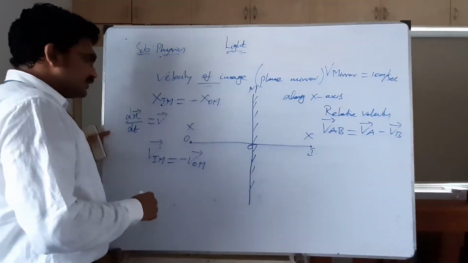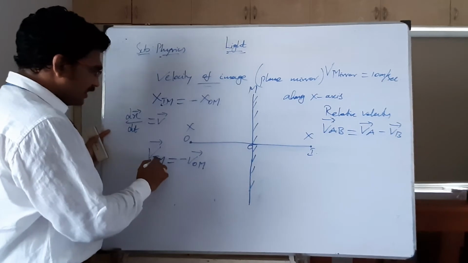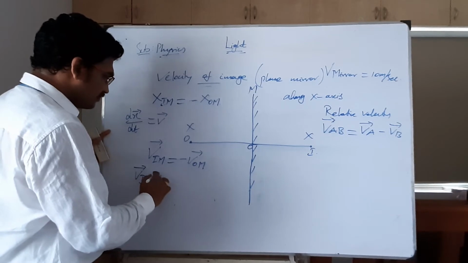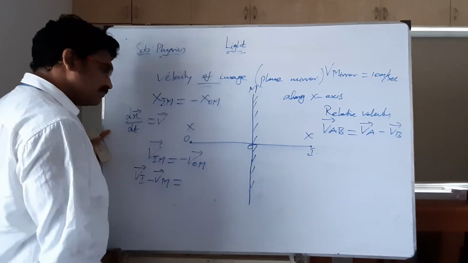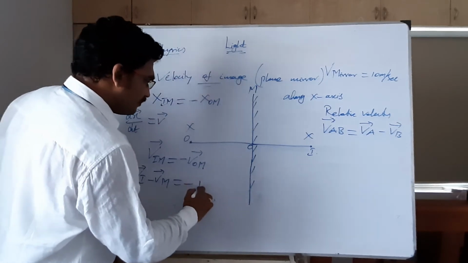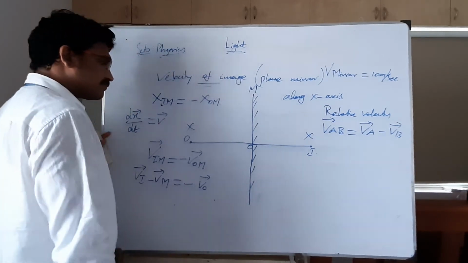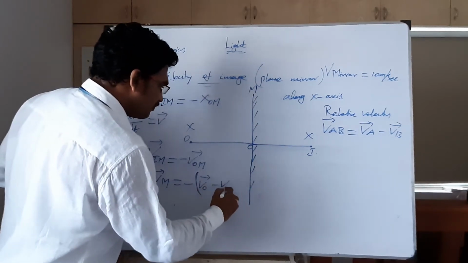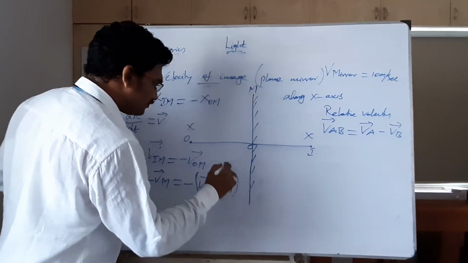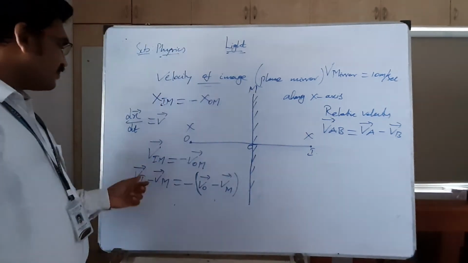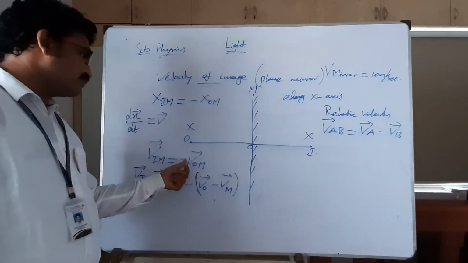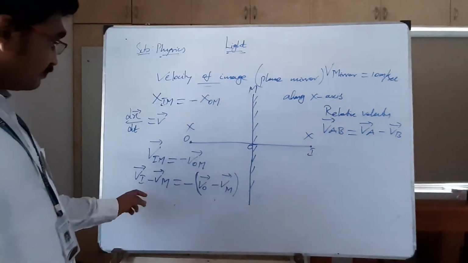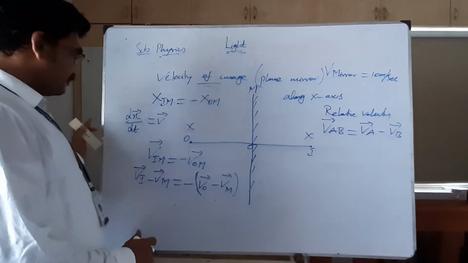Now in that notation I can write velocity of image with respect to mirror, nothing but velocity of image minus velocity of mirror, is equal to minus velocity of object minus velocity of mirror. Simple. So Vim I can write as Vi minus Vm is equal to minus Vo minus Vm. Very simple. This is what I can write.